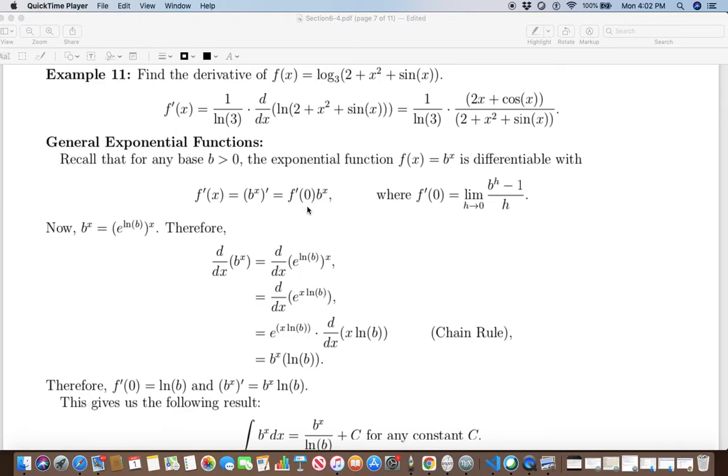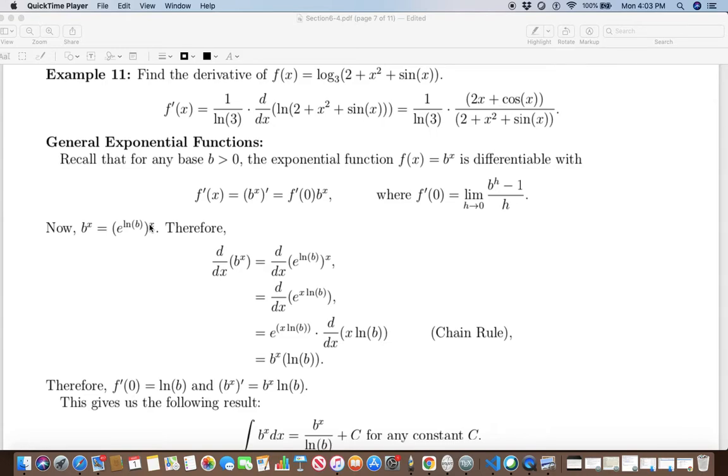What is f prime at 0? It's the derivative at 0. So you're taking the limit as h approaches 0 of f at h minus f at 0 over h. So that is b to the h minus 1 over h. Now, b raised to x is e raised to natural log b, raised to x. So you see this is a general base. b raised to x, b itself is e to the power natural log b. Power x is power x.